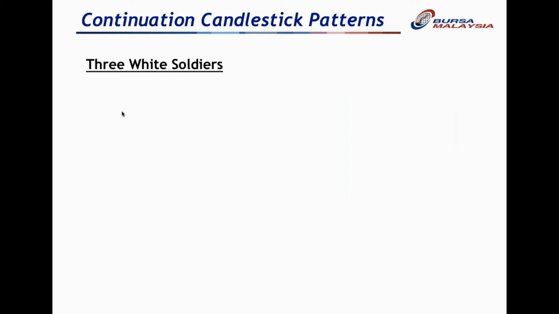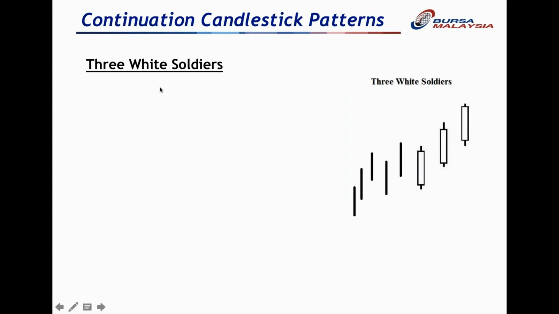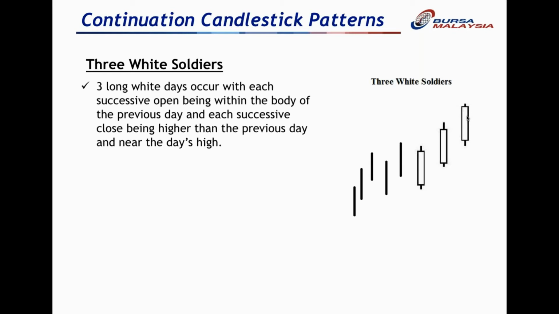Now, three white soldiers is like what you see on the chart on the right. You see there are three really strong white, bullish candles here. Three long white days occur with each successive open being within the body of the previous day, and each successive close being higher than the previous day and near the day's high. This is what we call three white soldiers. When you see them, it means the uptrend is likely to continue. It's a continuation pattern.